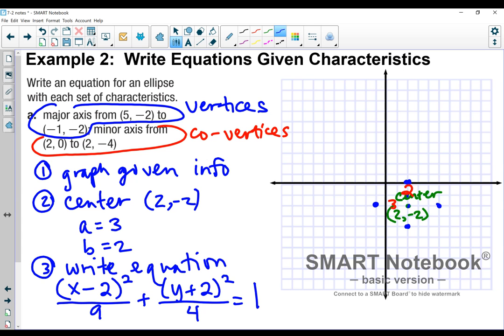So we're all set. It might not seem like we really have enough information, but they're always going to follow this form. All we really need is a center, and then we need to know how wide it is and how tall it is. So that's really all we're looking for here.